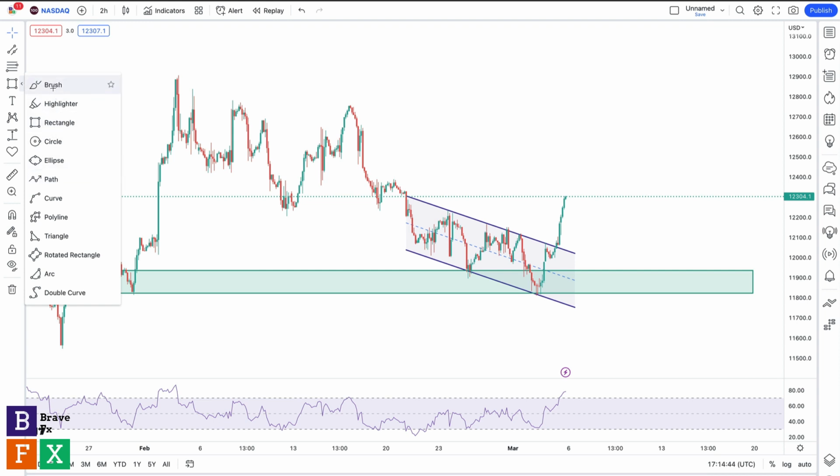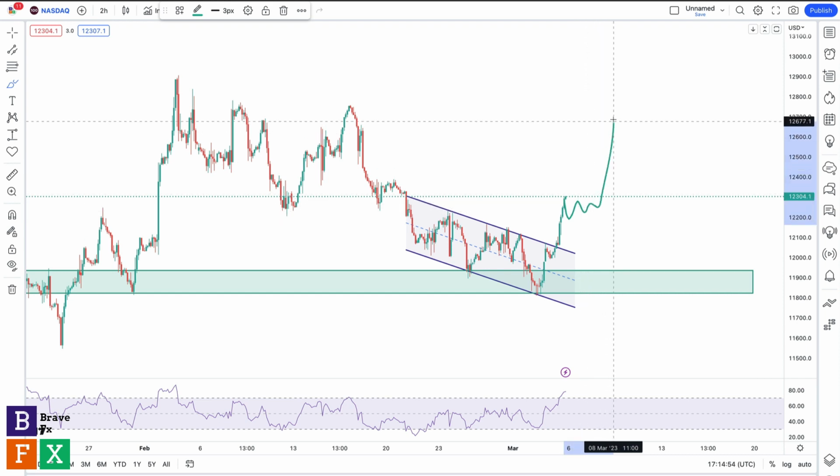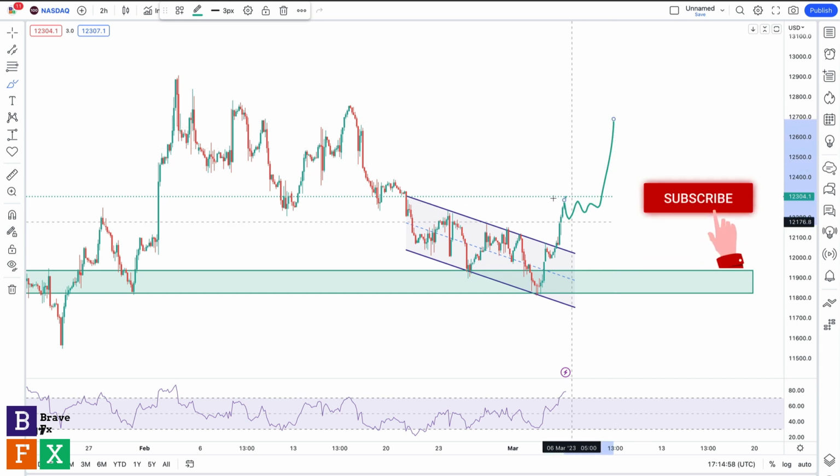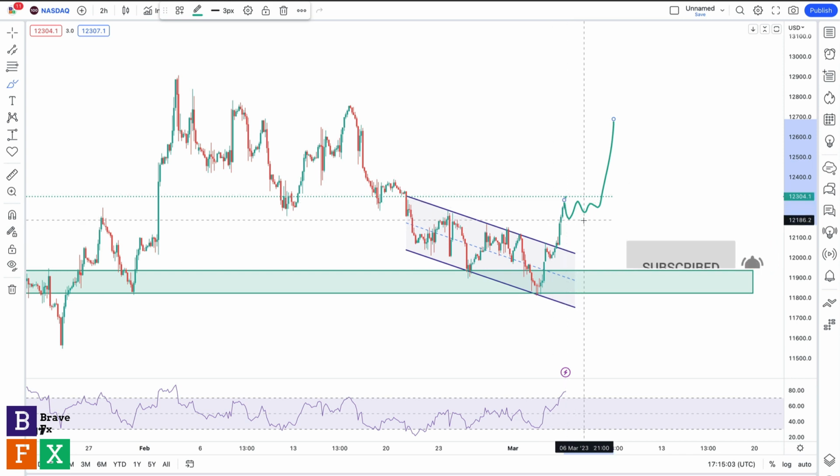I'm going to watch out for a consolidation, as always. A good one like this, and a bullish breakout. This is going to be my scenario to go long on Nasdaq. The reason I wait for consolidation, like I always say, is to give me a good risk to reward ratio and to give me that confirmation that the bulls have more momentum to keep pushing the price higher.